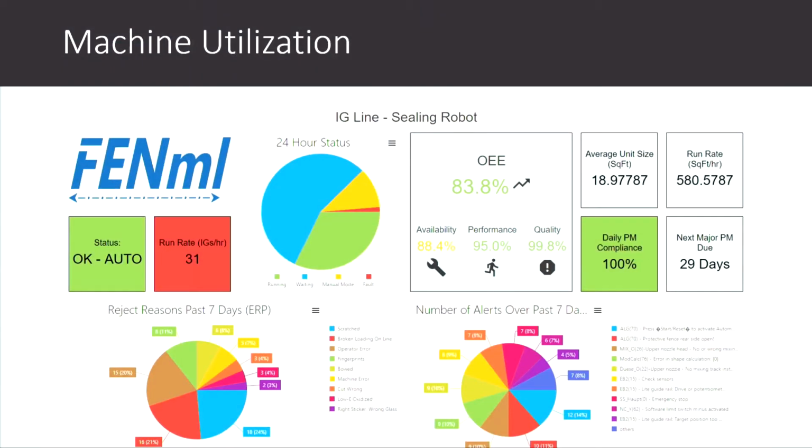And drilling it down even further, you could see things like overall machine status and utilization. What's the current status of the machine? What's the run rates? What's the overall effectiveness of the equipment? How much product are we producing through it? What are the most common rejects? So on and so forth. So these are all things that we can take data from the machines as well as data from your ERP systems and your workers and other areas and combine it together.